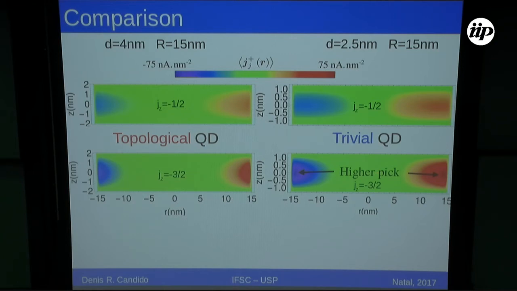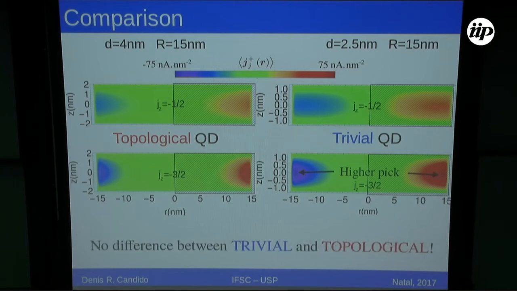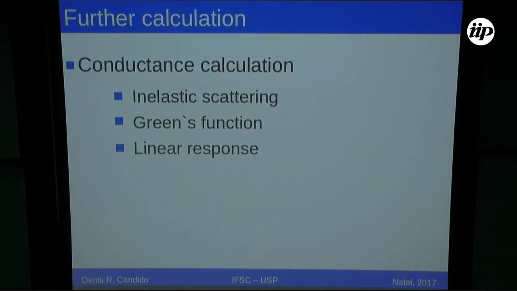However, if we integrate the current through half of the cross-section of our quantum dot, we obtain around 0.12 microampere for all of these, up to 0.5% of difference. So basically, till now, there is no difference between our topological quantum dot and our trivial quantum dot in terms of current, helicoid states, and protection. So basically, this is what we have done till now.